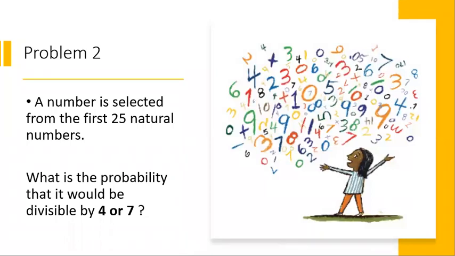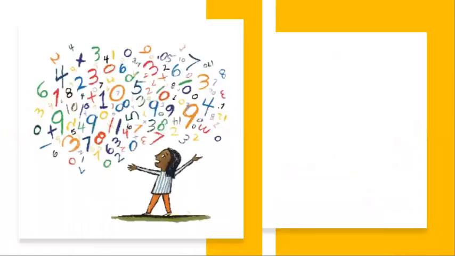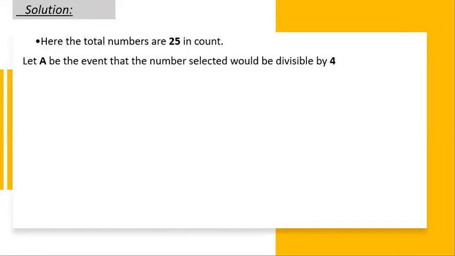A number is selected from the first 25 natural numbers. What is the probability that it is divisible by 4 or 7? Here also the events are mutually exclusive. If we are selecting one number, we cannot get two numbers at a time. Here the total numbers are 25 in count. Let A be the event that the number selected is divisible by 4. So we have to find out within the range 1 to 25 how many numbers are divisible by 4.